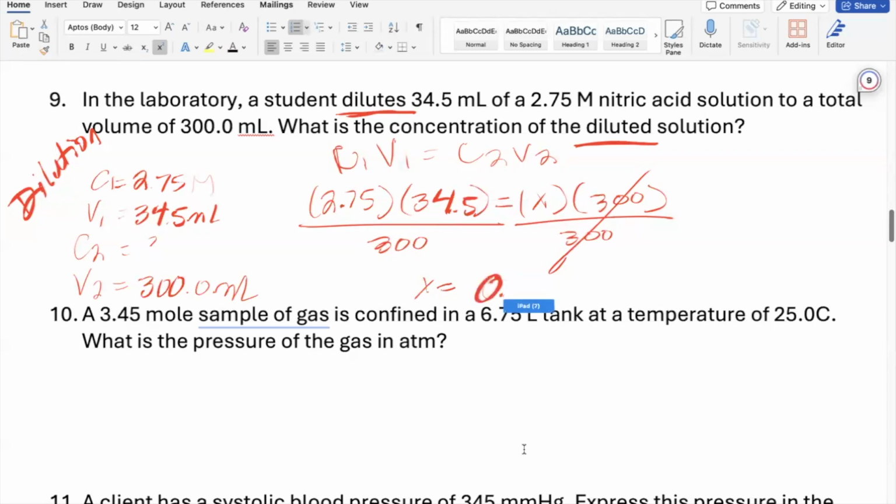This is what I got. The new concentration would be 0.316 molar. If I wanted to double check myself, I know I'm diluting the original concentration, so I'd want a number that's smaller than that. This is smaller, so that makes sense. Any questions about the dilution equation?